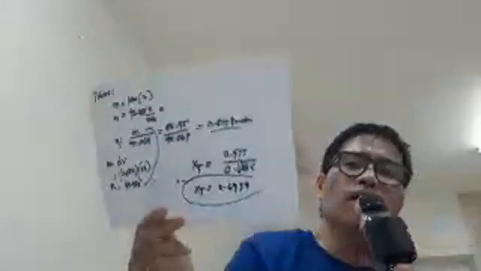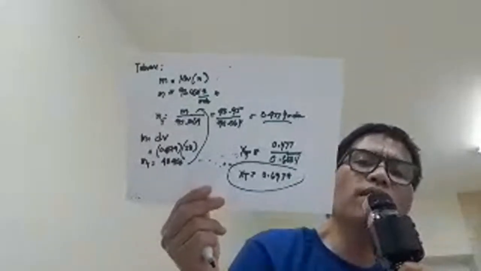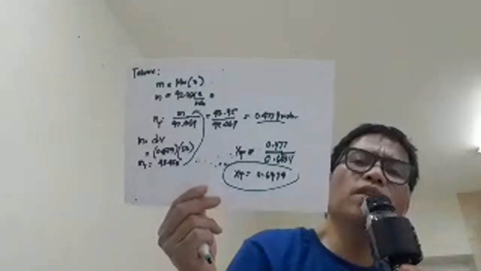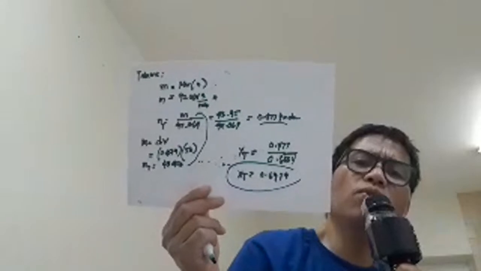So 0.477 divided by 0.6834. It's the same. See? The toluene mole fraction is equal to 0.6979. So therefore, this is a correct answer. See? Our mole fraction is 0.6977 by using the number of moles of toluene plus the number of moles of solution.